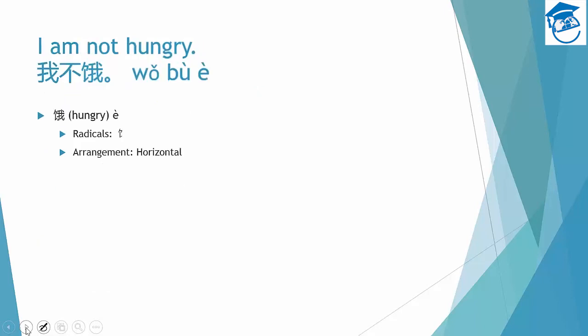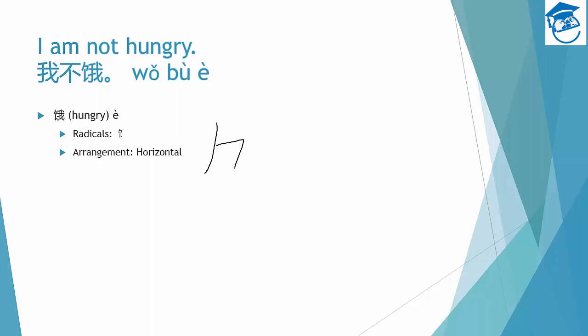Okay, next it's I'm not hungry, and in Mandarin it is 我不饿. And if you want to say I am hungry, it is 我很饿. Okay, so the only word that you don't know is 饿. 饿 means hungry. This is the pinyin, and the radical, it's what's on the left here. So the arrangement is horizontal. So here's how to write 饿.